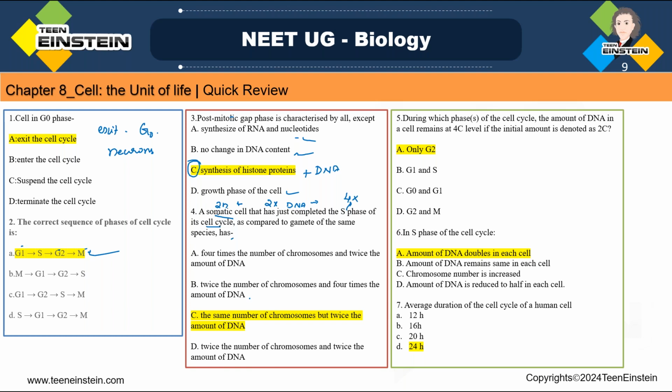This is what I said: while getting questions from this area, you'll get confused, so read somatic cell. A somatic cell has 2n number of chromosomes and 2x DNA. After completing the S phase, which is the synthesis phase, the DNA synthesis is happening. There is no change in the chromosome number. So the somatic cell that has completed the S phase will have the 2n chromosomes and 4 times the DNA content.